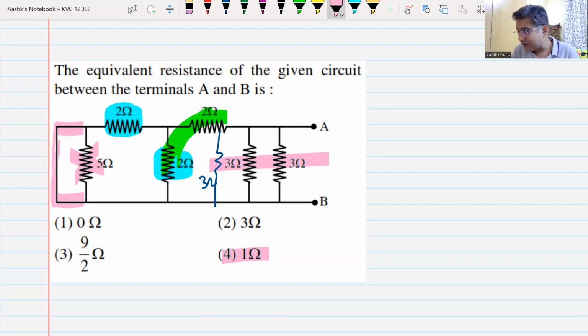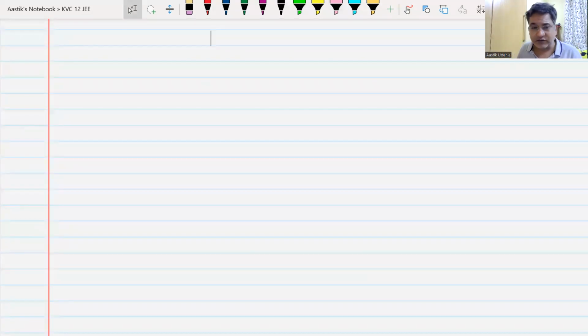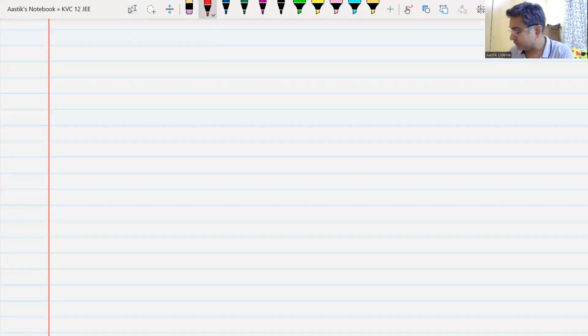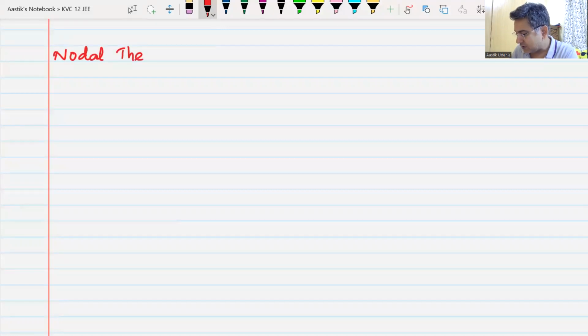Let us see if you get a question of two branches where you have two batteries connected, not one battery. How are you going to solve it? We have already seen that we can solve it using the concept of Kirchhoff's law. You can make two loops. Do we remember this? But now we will see one more method of getting to your answer quickly. And that method is what I call the Nodal theorem.